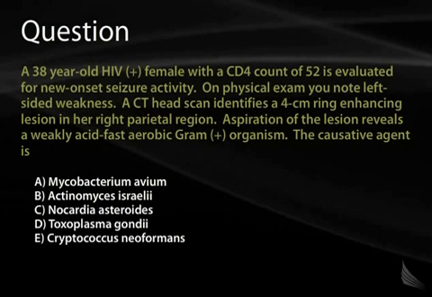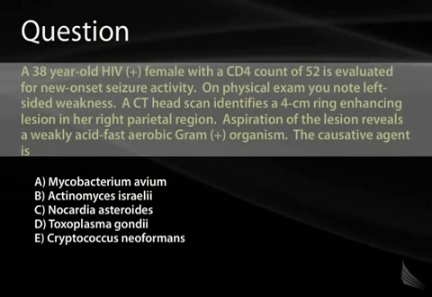Let's do a question. A 38-year-old HIV-positive female with a CD4 count of 52 is evaluated for a new onset seizure activity. On physical exam, you note left-sided weakness. A CT of the head identifies a 4 cm ring-enhancing lesion in her right parietal region. Aspiration of the lesion reveals a weakly acid-fast aerobic gram-positive organism.